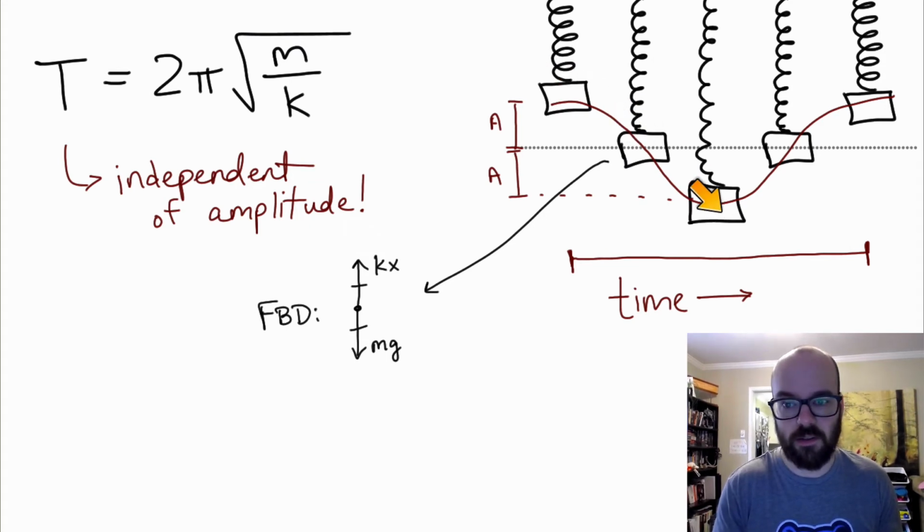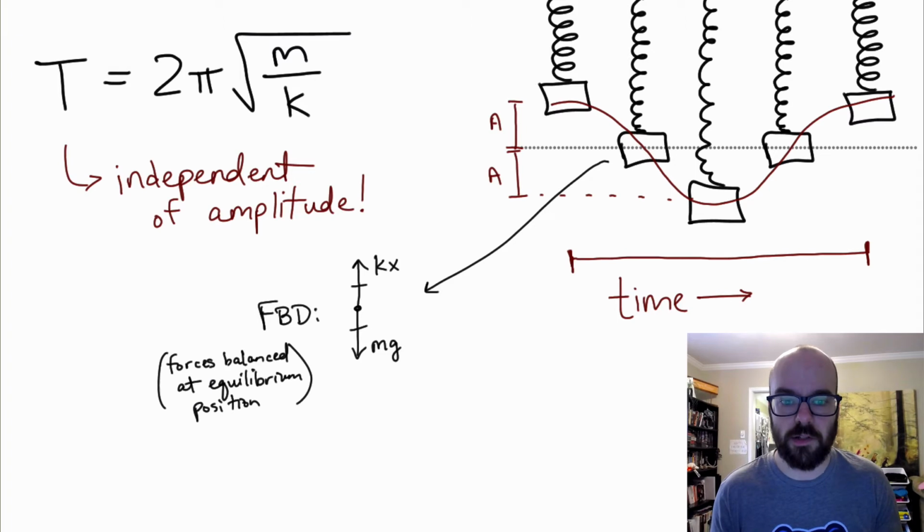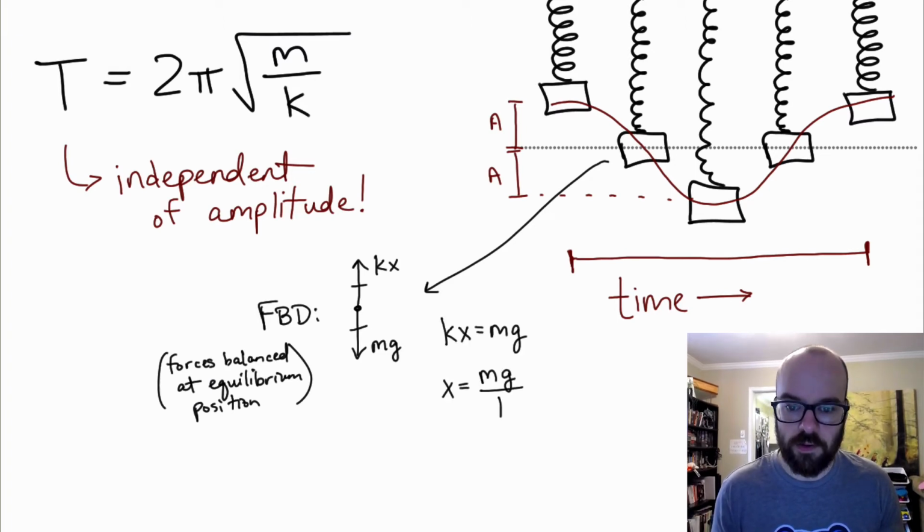These other positions, those are not equal, but at this equilibrium position they are. And so we can solve for that x by setting those two equal to each other. Like I said, those forces are just balanced at that equilibrium position. So let's set those two forces equal. We'll solve for x. We get that x equals mg over k.